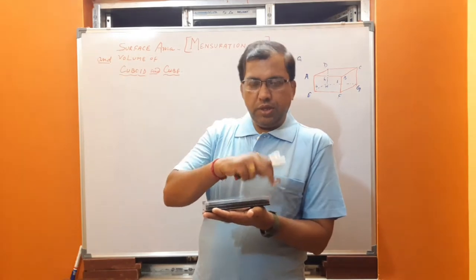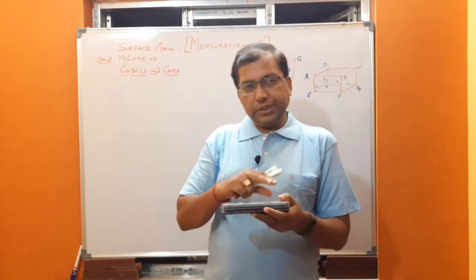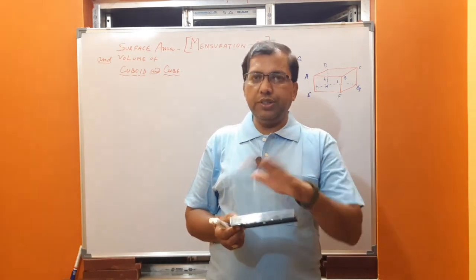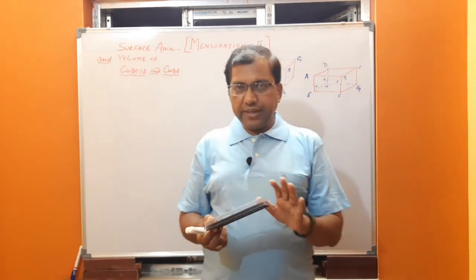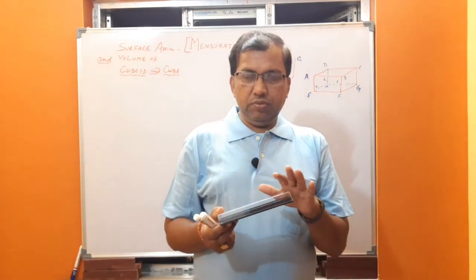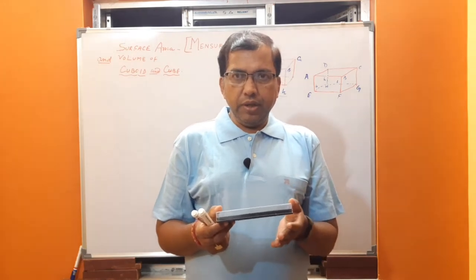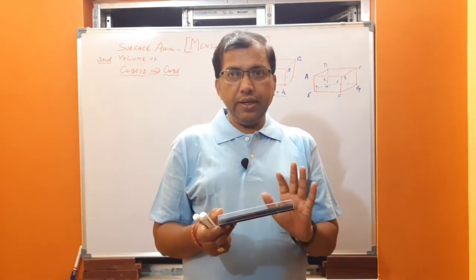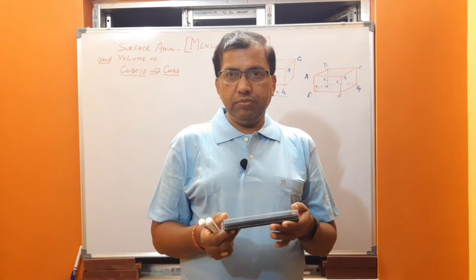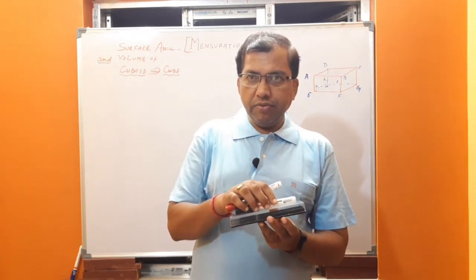This will be helpful to find out the lateral surface area. The total surface area means all these faces. So how many vertices are there? 6 are the faces. Edges are 12. This is an adjacent face.